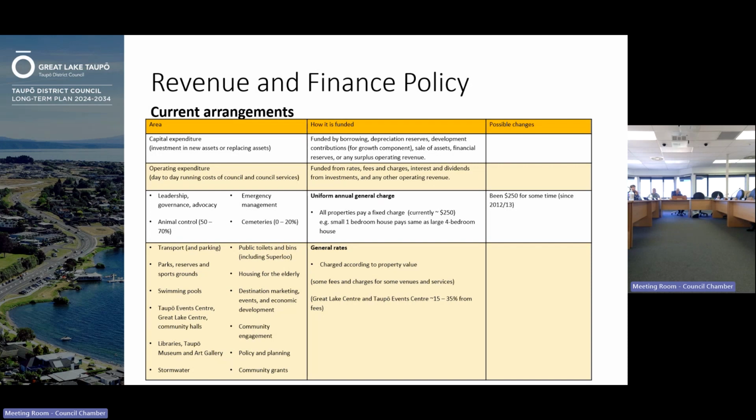This is a charge that everybody in the community, every property, pays. And it's currently $250. So everybody pays that regardless of the value of your property, how big your house is, how many people live there. So little grandma in a 1-bedroom unit pays $250. A 5-person family in a big expensive house also pays $250. They all pay the same. That's exactly what it is, a uniform charge across all properties.